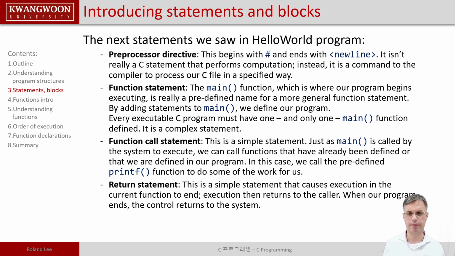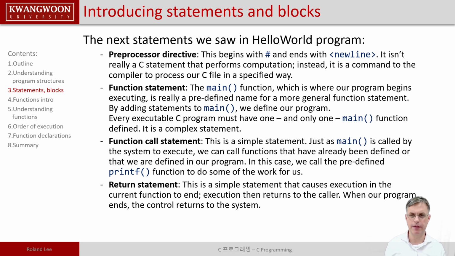Function statements. The main function, which is where our program begins executing, is really predefined. So it's a predefined name for a more general function statement. By adding statements to the main function, we define our program. Every executable C program must have one and only one main function defined. It is a complex statement. We will also define our own function statements, or more simply stated, our own functions.